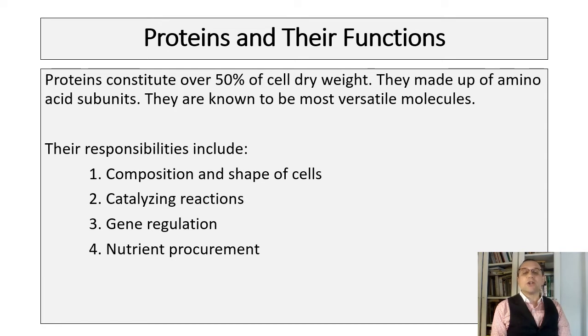Another function is gene regulation. Gene regulation is the process of turning genes on and off. During early development, cells begin to take on specific functions. Gene regulation ensures that the appropriate genes are expressed at the proper times. Gene regulation can also help an organism respond to its environment. Function number four, nutrient procurement. Nutrient procurement refers to any substance required for the growth and maintenance of an organism.